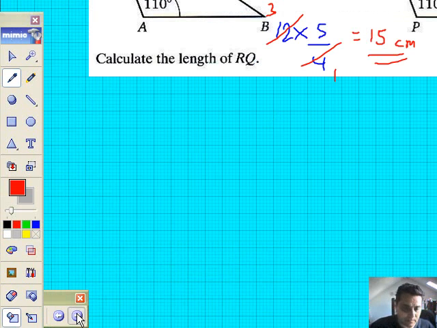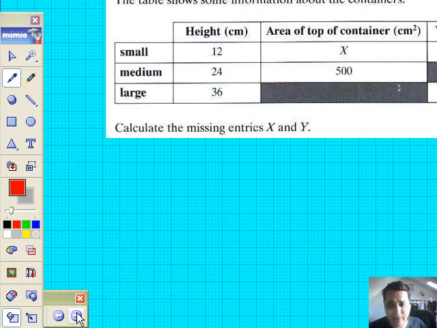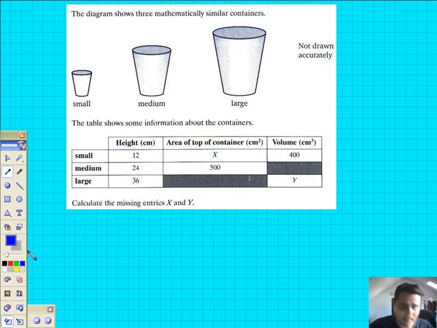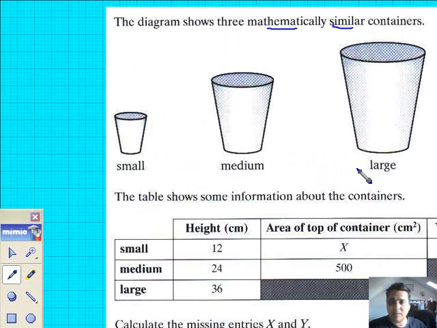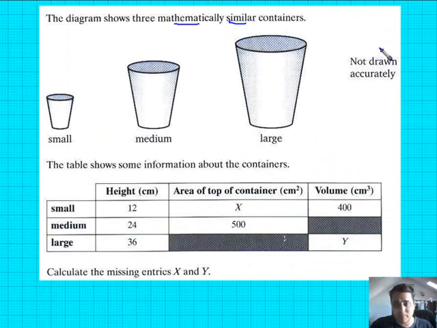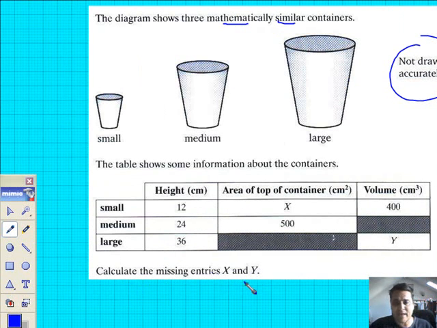And the last question. I thought this was very, very creative, very interesting, and so I chose to do this one. Let's go back to blue. Right, the diagram shows 3 mathematically similar containers. Similar shapes, so I can do some maths. Small, medium, large, look like polystyrene cups or something. The table shows some info about these containers. Please note, not drawn accurately, so don't try to measure anything. Just go by the maths in the table and find the missing entries for X and Y. In other words, find out X and find out Y.